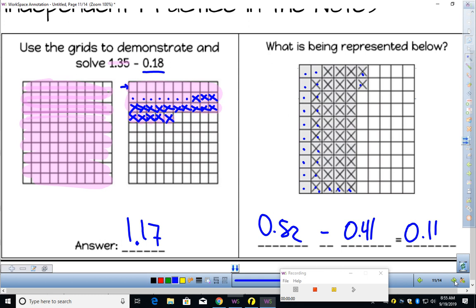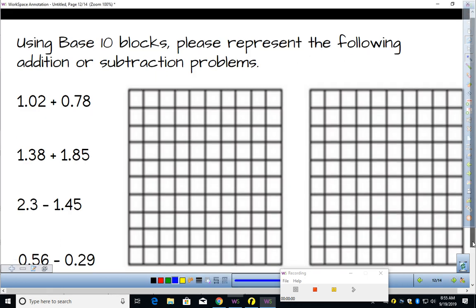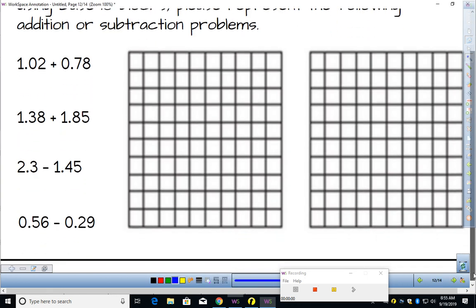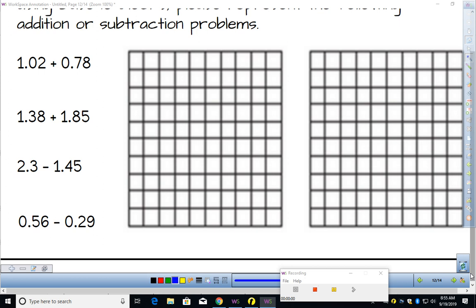So in your notes, why don't you pause the screen? There are several grids there. You could write these problems down and try them. You could see me with any questions.